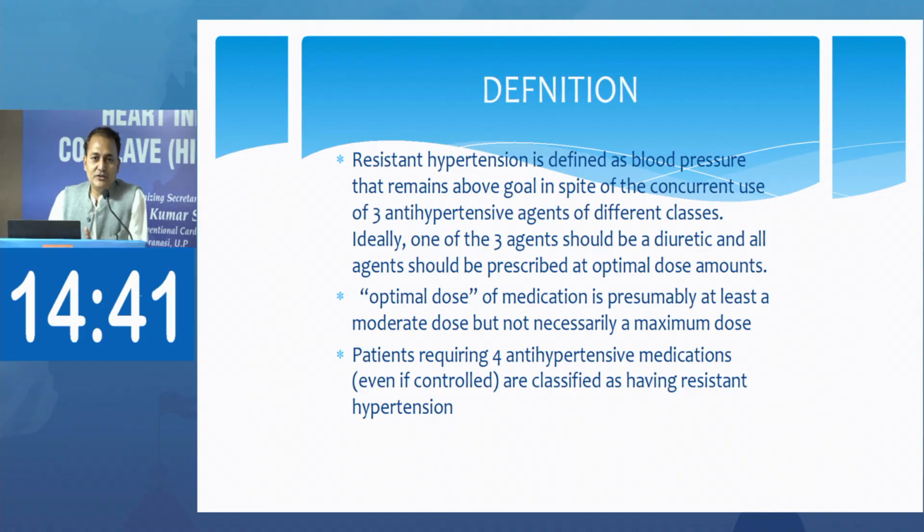And any patient who requires more than three medications, suppose we have a patient who is controlled on four drugs, this patient is still one of resistant hypertension. Why is it important? Because these are the patients who need to be more closely monitored, and if these patients lose control, we are going to see them in accelerated hypertension or hypertensive urgencies, emergencies.